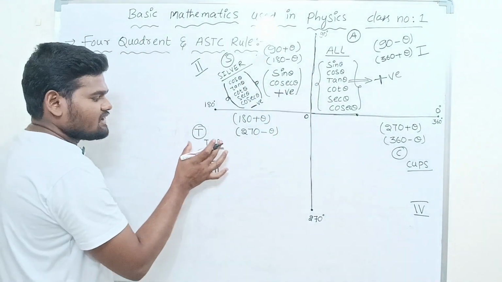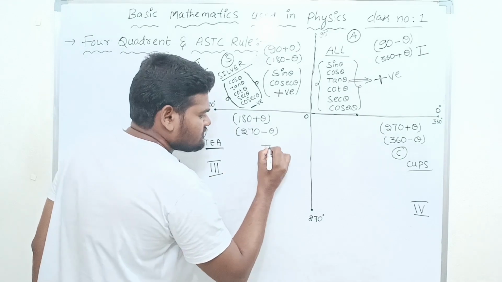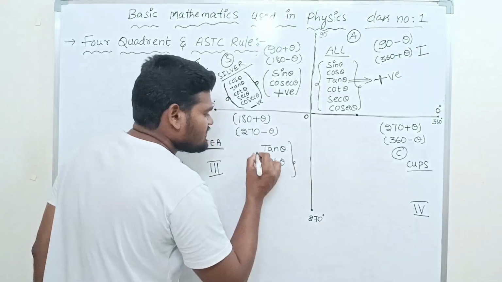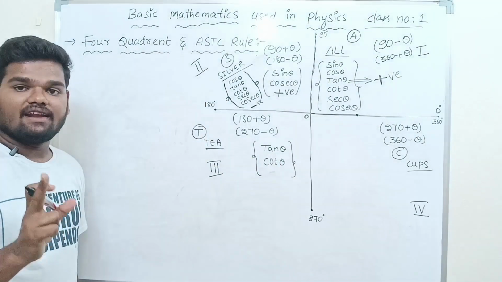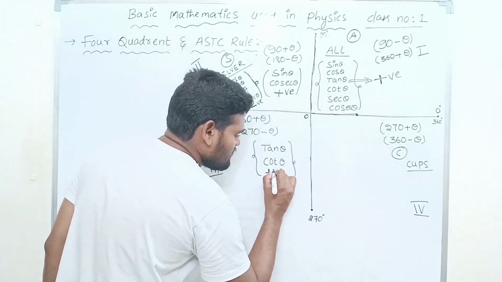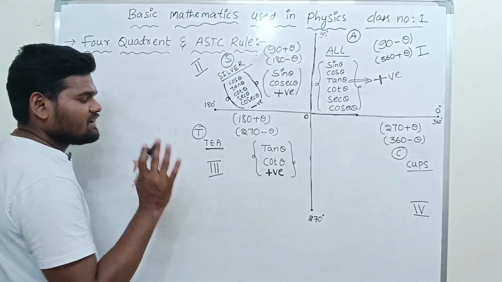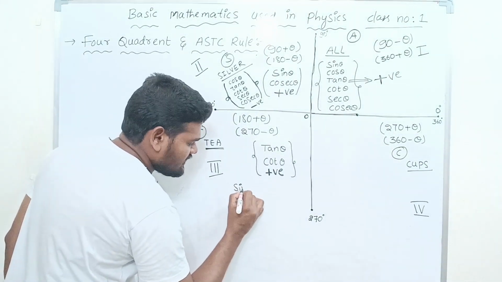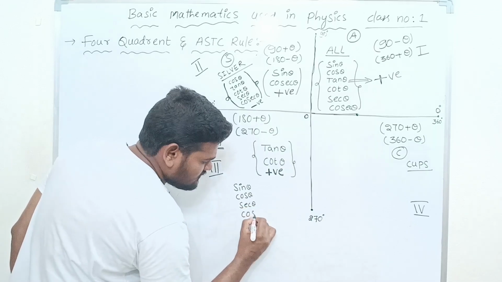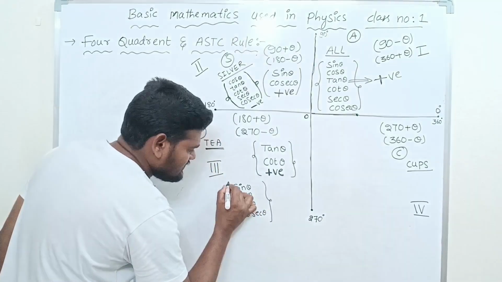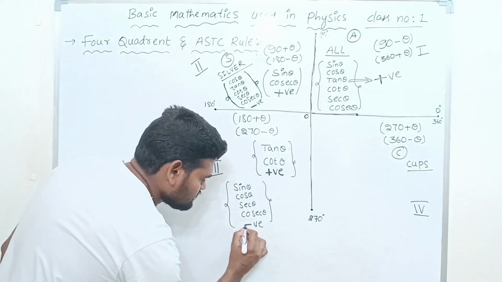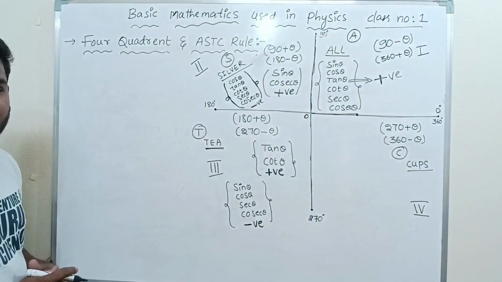Third quadrant, T for tan theta and cot theta. The third quadrant is occupied by tan theta and cot theta for positive values. Only these two are positive in the third quadrant and the remaining are negative. The remaining functions are sin theta, cos theta, sec theta and cosec theta. All these functions are negative in the third quadrant. Is it clear?